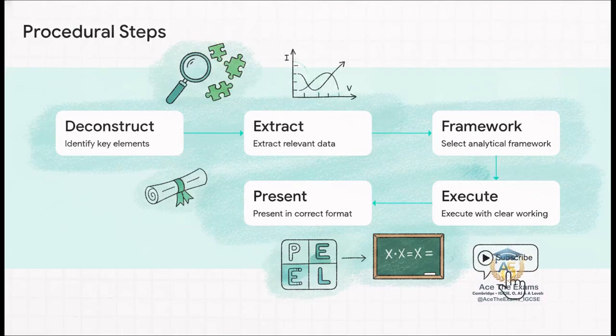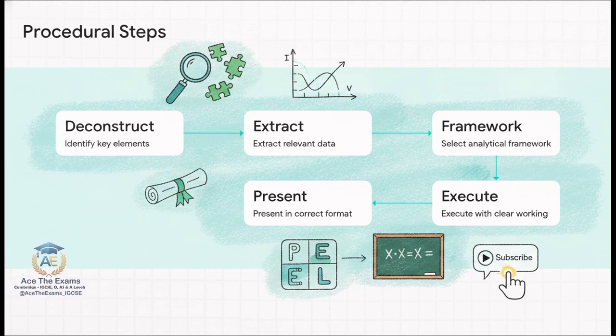So, how do we guarantee we get those method marks? Here is the exact step-by-step sequence recommended for tackling these problems. You should treat this like a checklist every single time. First, deconstruct the question. Underline or highlight the command words. Is it calculate? Is it compare? Is it explain? Second, extract relevant data.